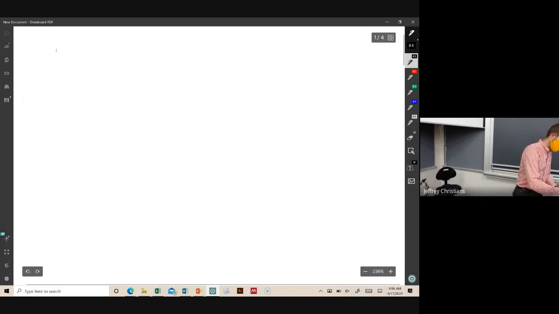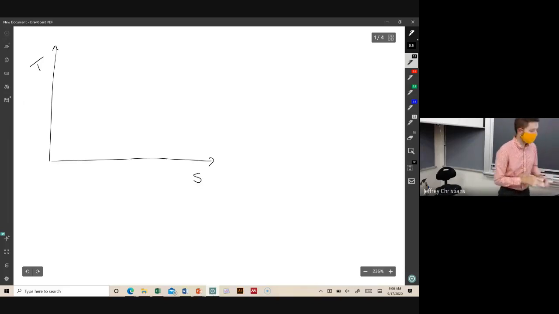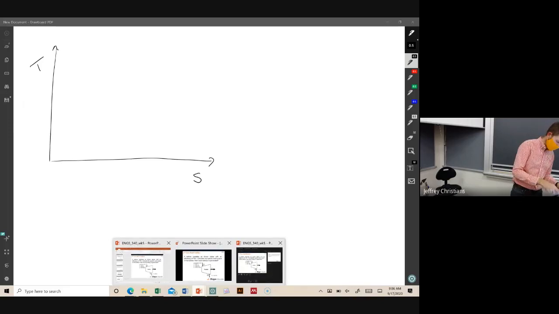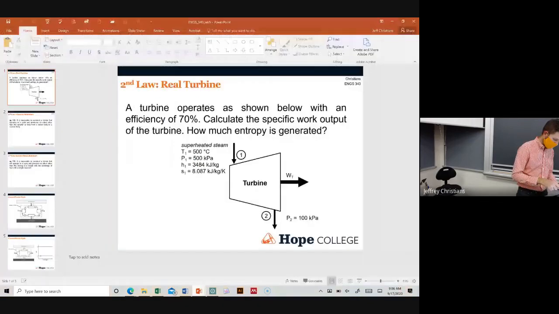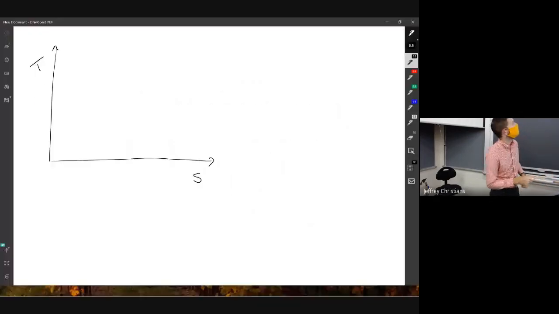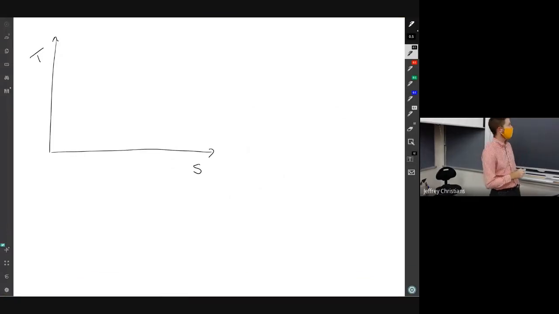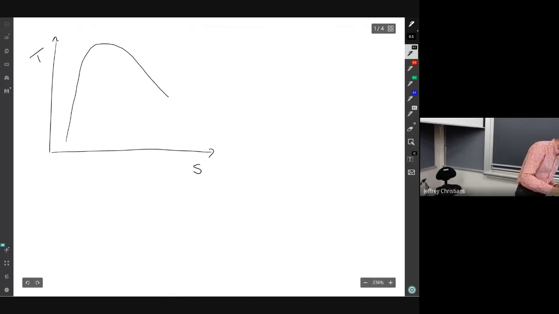We're going to use a temperature-entropy phase diagram. On a temperature-entropy phase diagram, the phase boundary looks something like this, where up here you have your critical point.